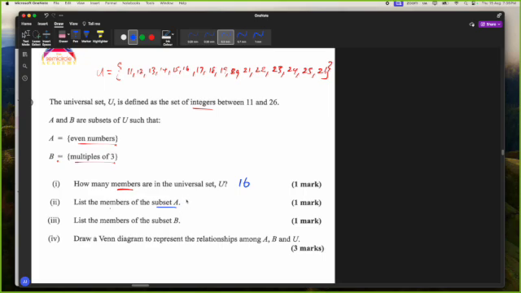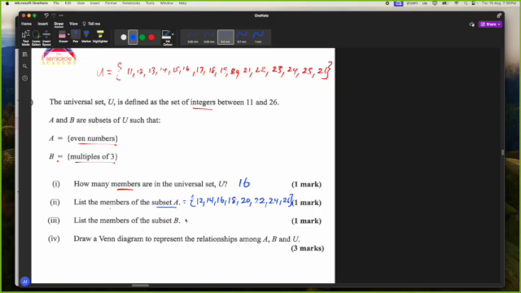List the members of subset A. So subset A is the set of even numbers. So that will be 12, 14, 16, 18, 20, 22, 24, 26. That is my even numbers.